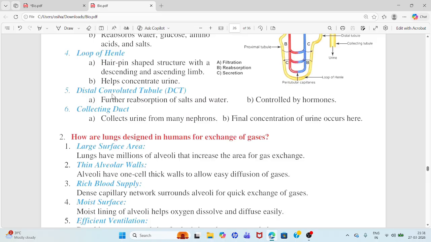Fifth point, distal convoluted tubule (DCT). Further reabsorption of salts and water, controlled by hormones. Collecting duct collects urine from many nephrons. Final concentration of urine occurs here.